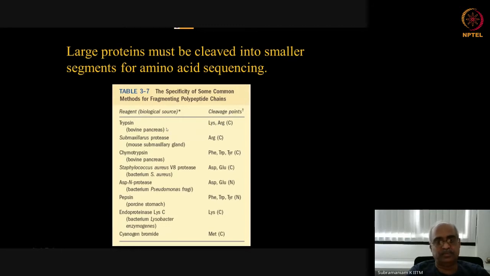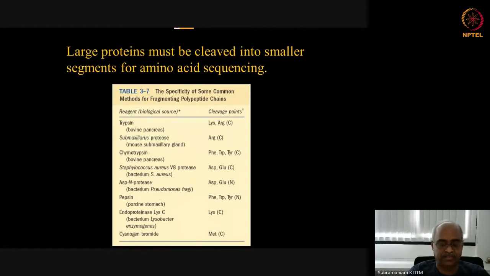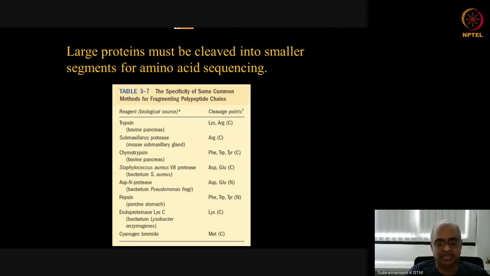Like trypsin, which is a common enzyme produced by the pancreas, cleaves on the C-terminal side of lysine or arginine, and so on for the other ones. So using these proteases, you break the polypeptide chain into smaller peptides, and these peptides are separated using high performance liquid chromatography. This is a modified version of the chromatography techniques that we learned. And the separated peptides are then individually sequenced using the Edman degradation.